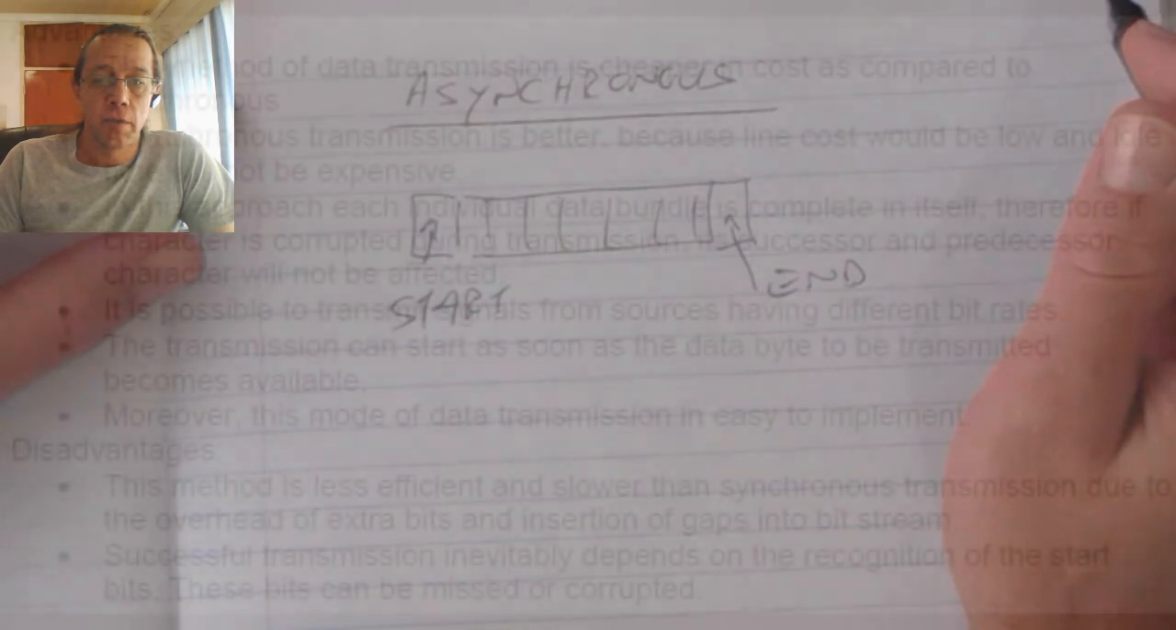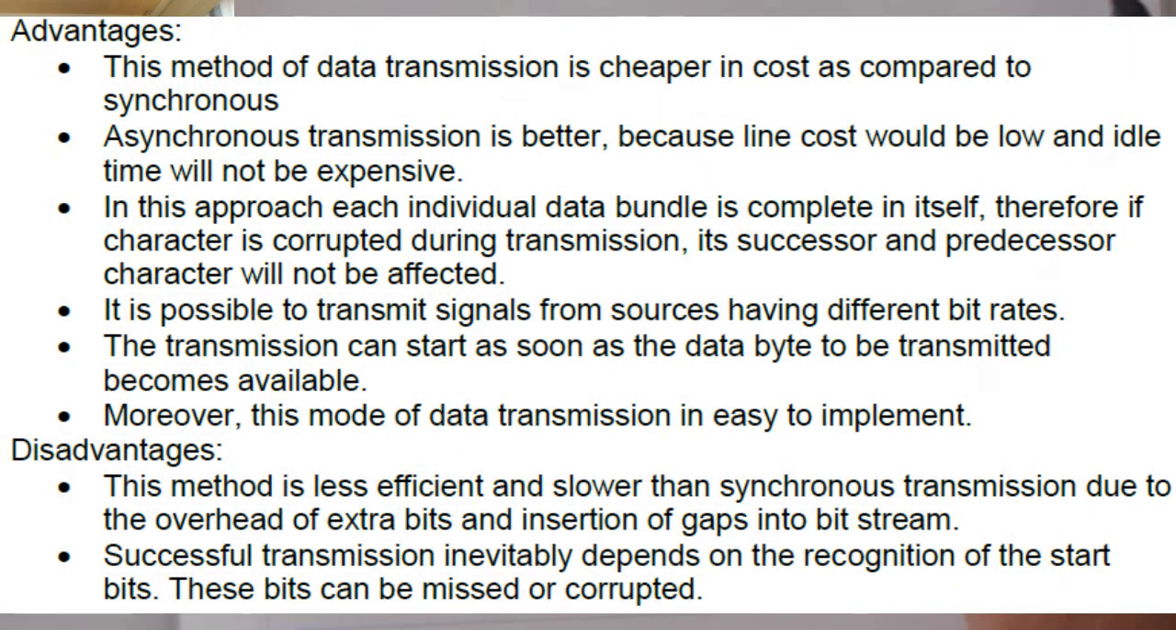In this approach, each individual data bundle is completed in itself. Therefore, if a character is corrupted, for example a bit is interfered with, it doesn't interfere with the surrounding information that's being transmitted. It's possible to transmit between the transmitter or the sender and the receiver at different bit rates. Transmission can start as soon as data is ready to be transmitted, and it's very easy to implement.